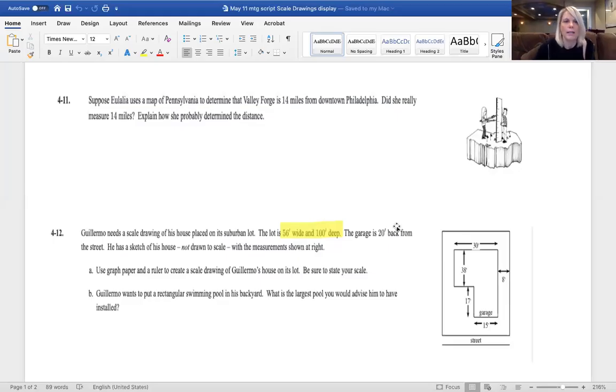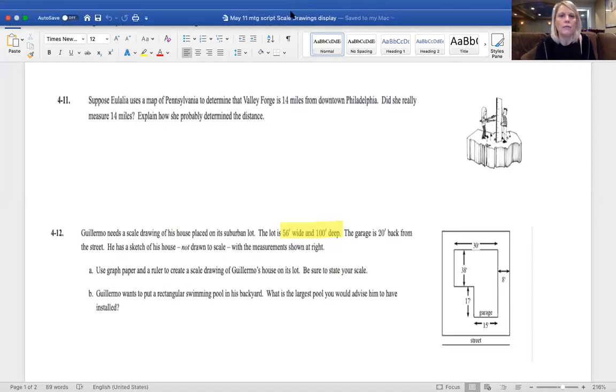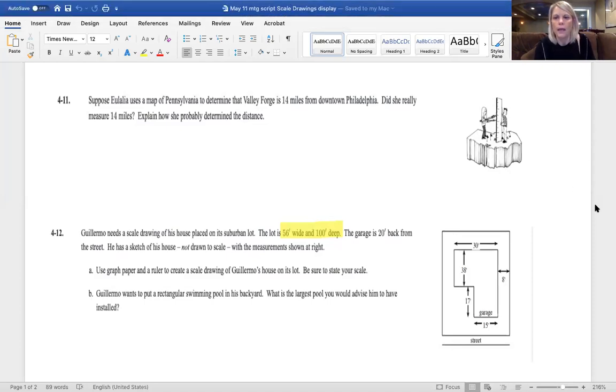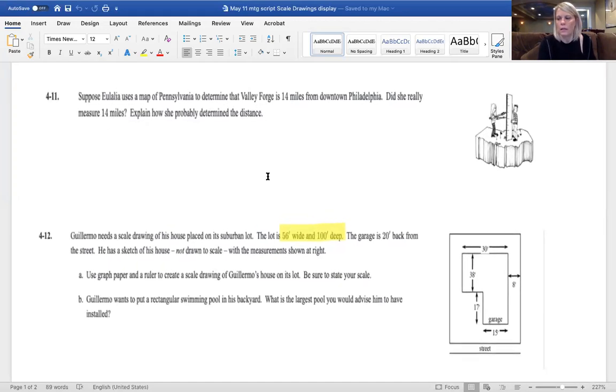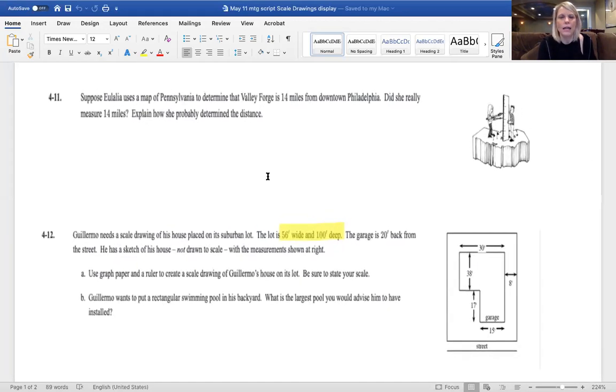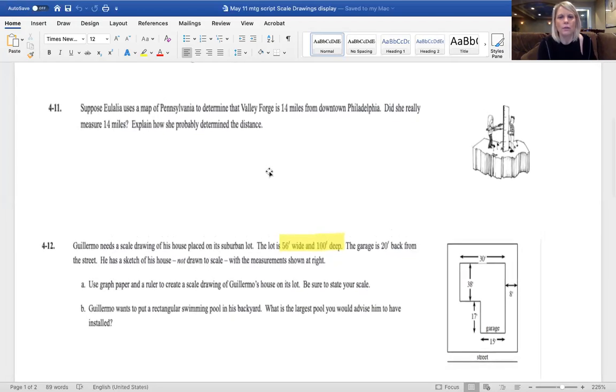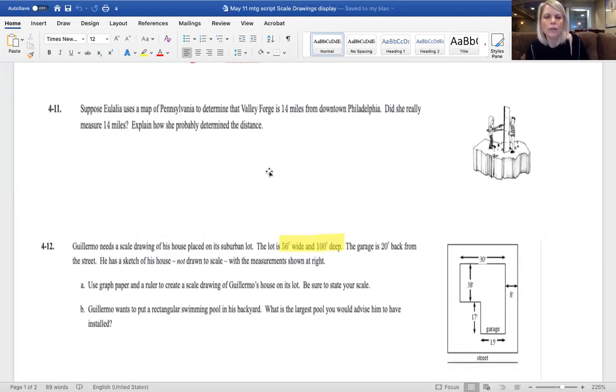So today what we're talking about is scale drawings, and the first problem we're going to try is 4-11. For 4-11, this is an estimating thing. You don't even have to find an actual answer. I just need you to think about how you think you would do this one.